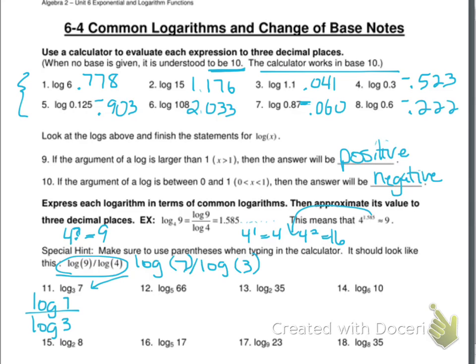Of 3. And remember, this is a common log because now they're both in base 10. So it's like log base 10 of 7 divided by log base 10 of 3. So they're both like bases, and we know that this is 1.771. Same thing here. Log base 66 over log base 5. Don't forget your parentheses. That's 2.603. Okay, push pause, try 13 and 14, and then turn back on.